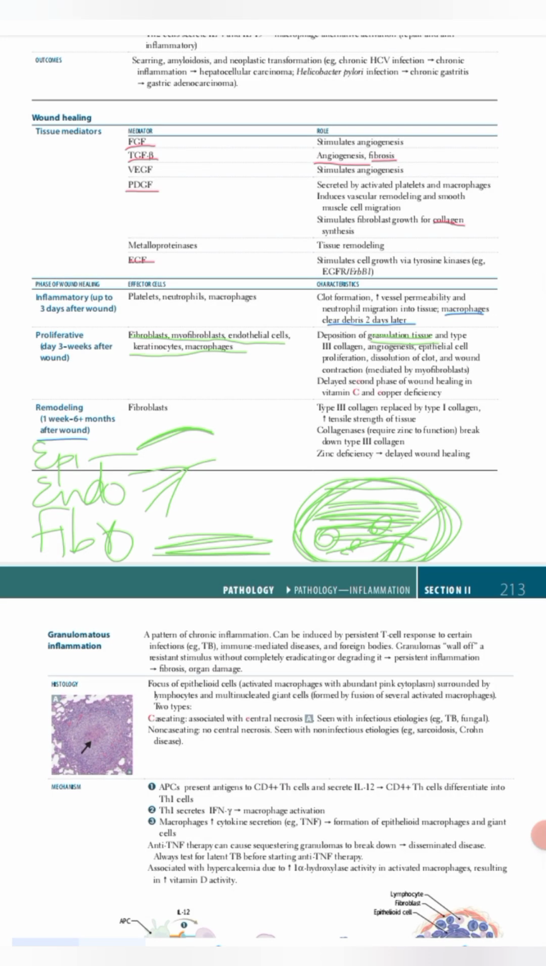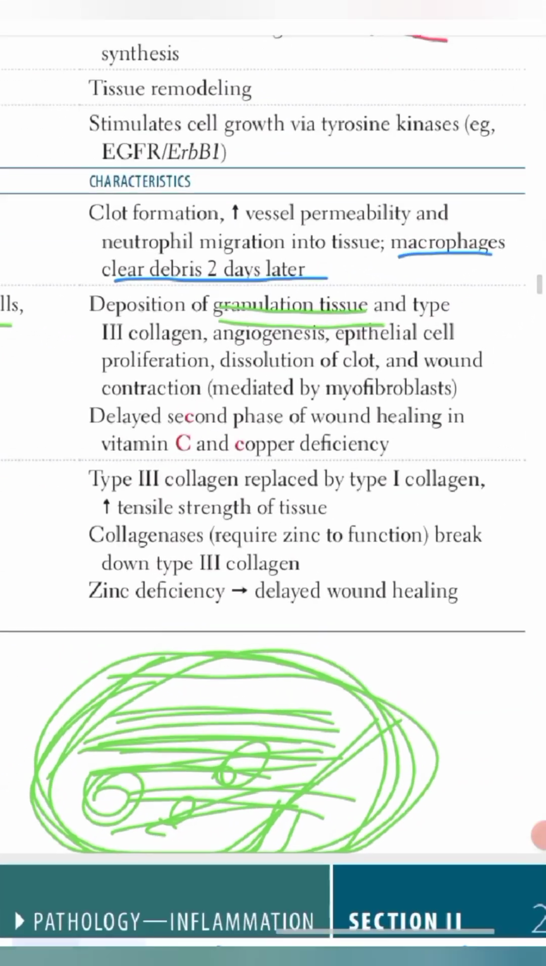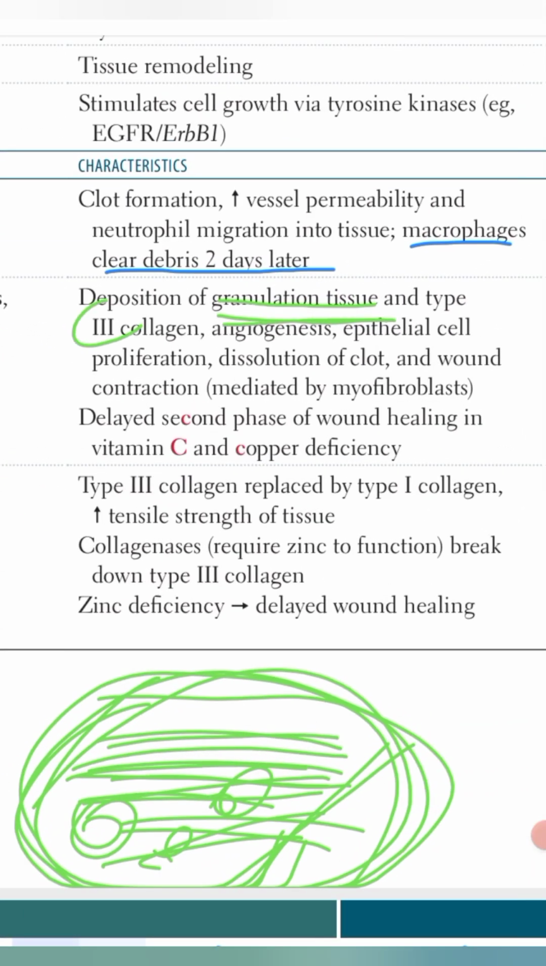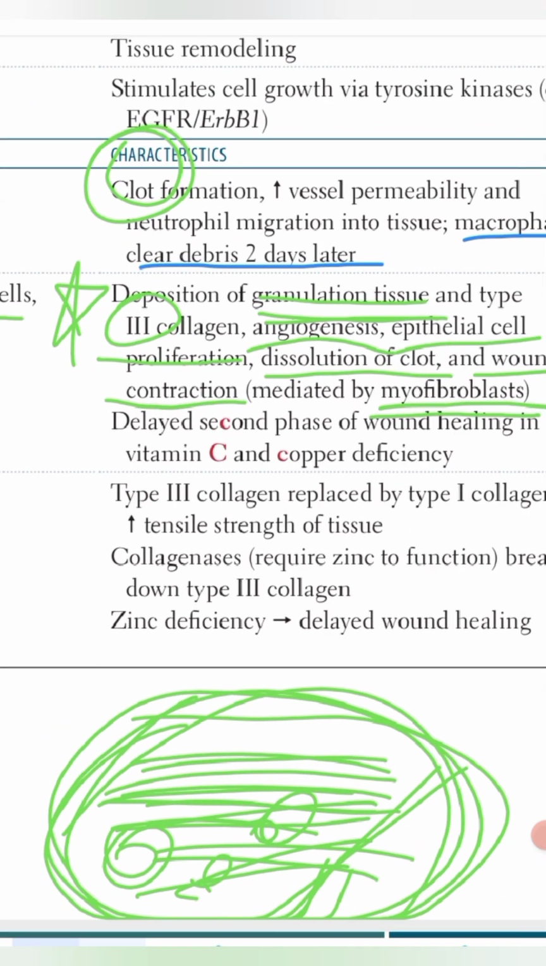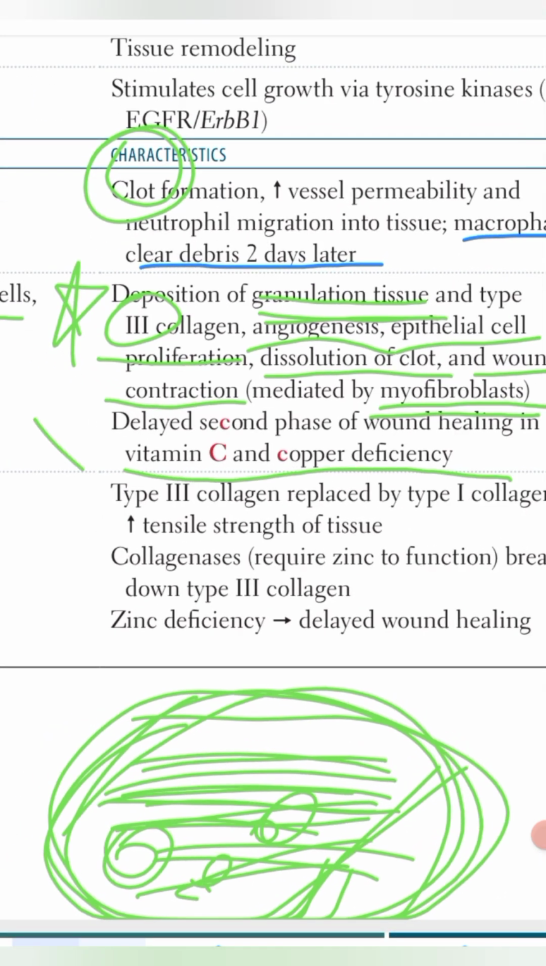So these were all the functions of cells. There will be deposition of connective tissue and type 3 collagen, that is important. There will be new blood vessel formation, epithelial cell proliferation to cover up the wound. There will be dissolution of fluid that was formed in the first phase, and then there will be wound contraction that will be done by myofibroblasts. Delayed second phase of wound healing will be seen in cases of vitamin C and copper deficiency.